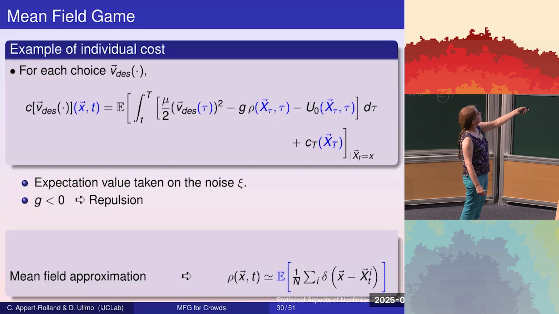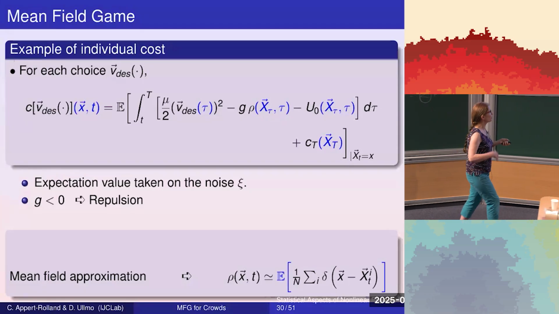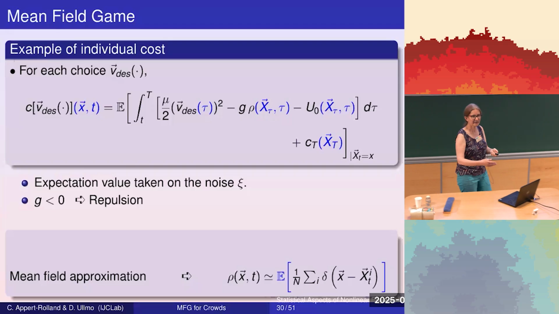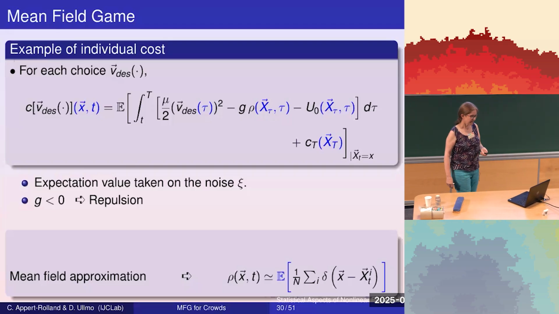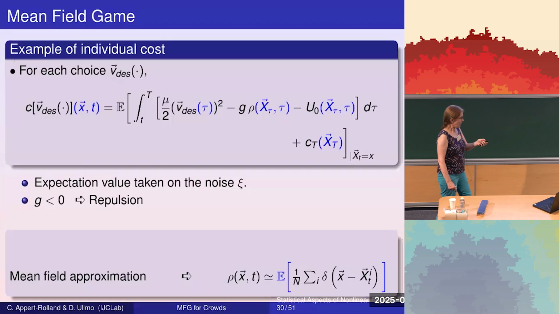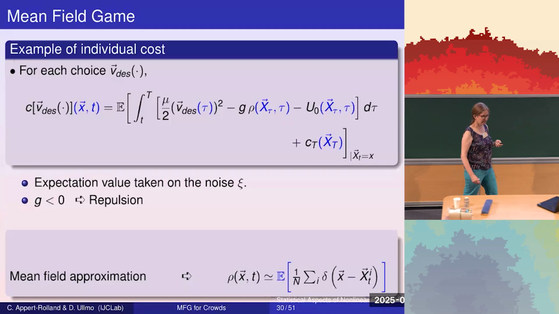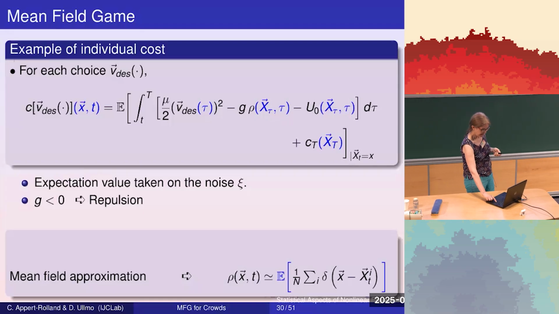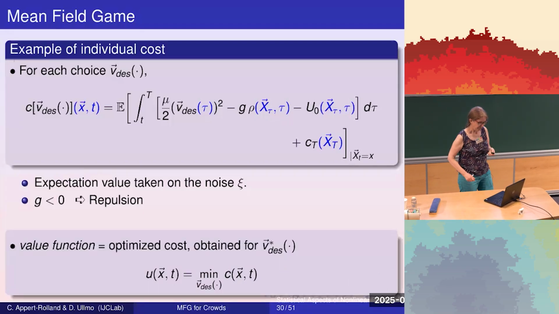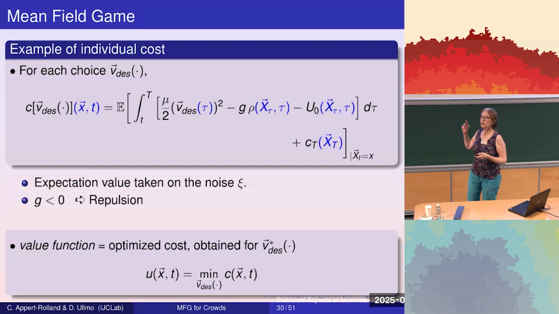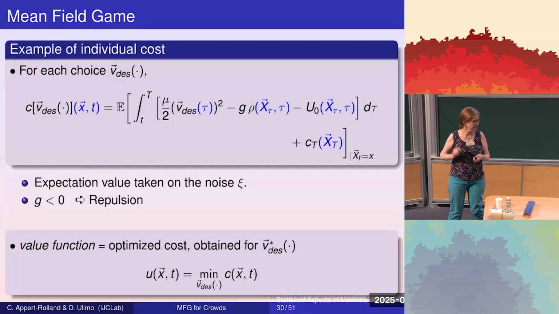So this density is where the mean field assumption will come in. We will replace the precise location of other people by some average. So you can think of it as an ensemble average. And the cost itself is also taken with an ensemble average. So then each person wants to minimize this cost.